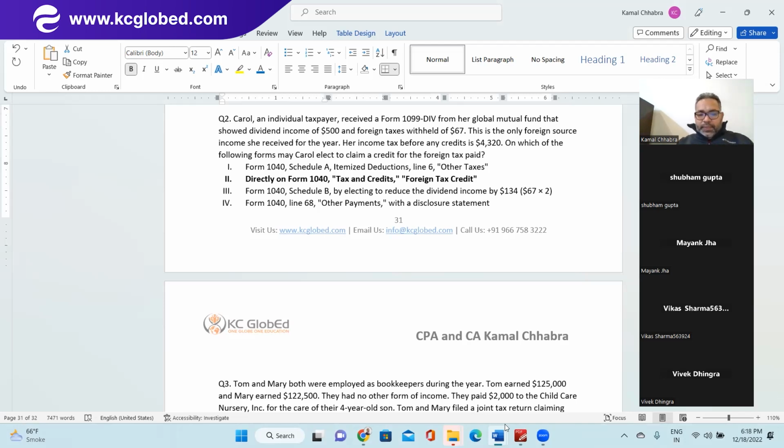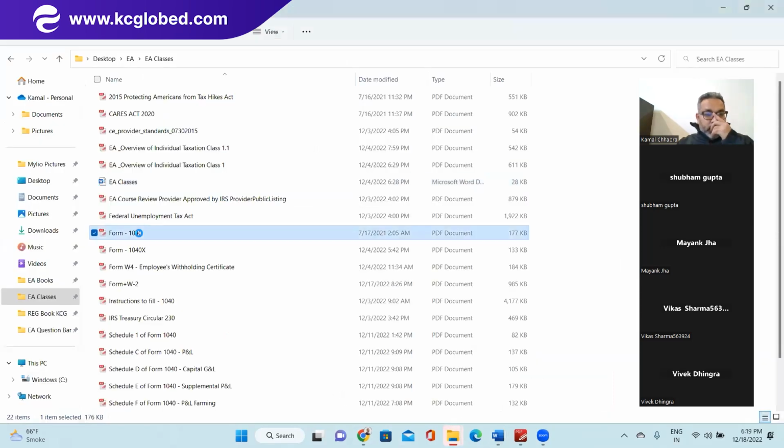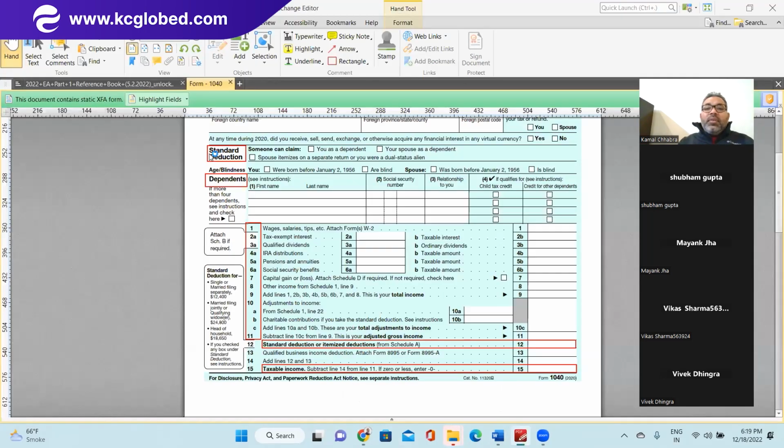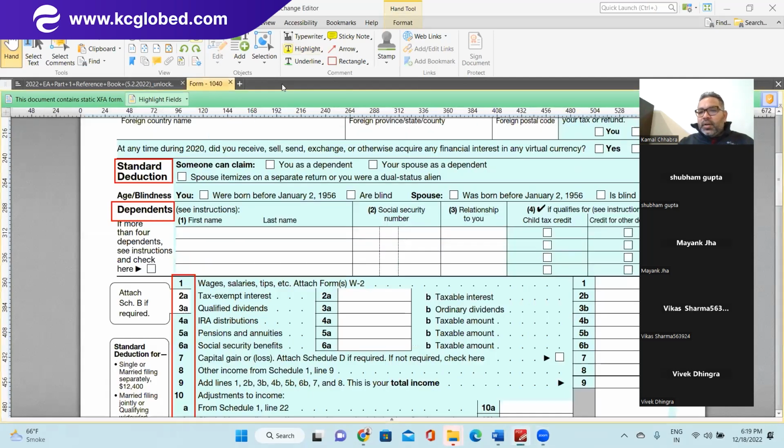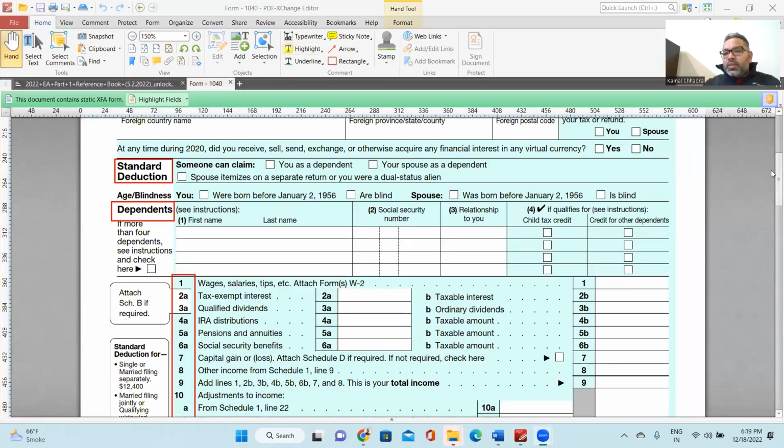So maybe if you go and see the form, have you taken a print of 1040? Do you guys have an idea how 1040 looks now? Or are you still not clear on it? Yes, sir. This is your Form 1040, right? So what were the 4 options?